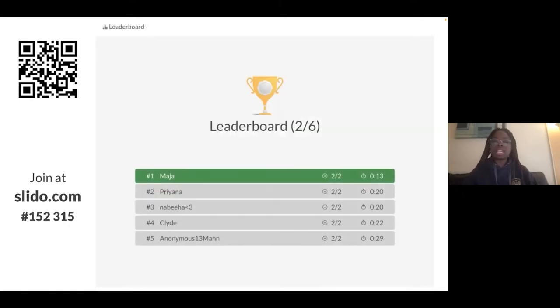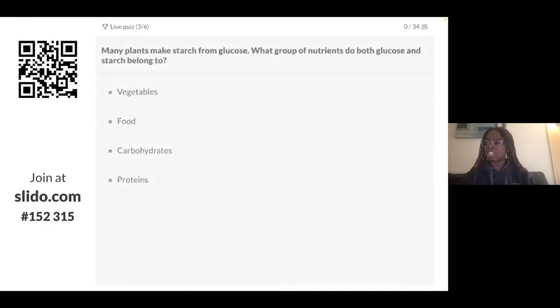Now, if you look at the leaderboard, Maja is still on top. We have her with 13 seconds. She's going really fast. Priyana and Nabiha have both moved up with 20 seconds between each. Clyde, hi Clyde, welcome to the leaderboard with 22 seconds. And then Anonymous 13 man, something better than Anonymous 12 man, is with 29 seconds. So we're going to go to the next question.